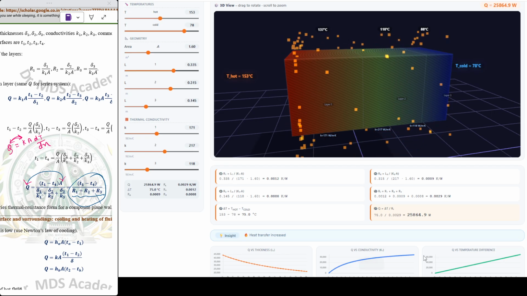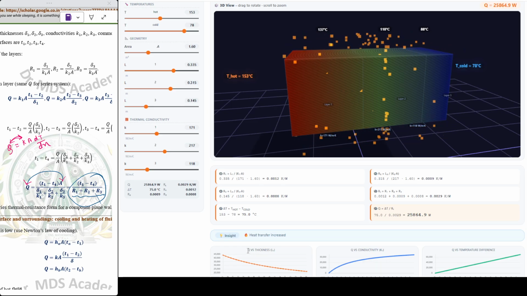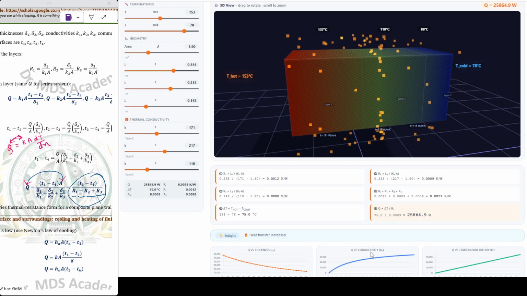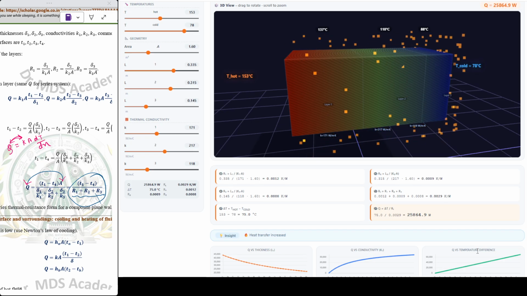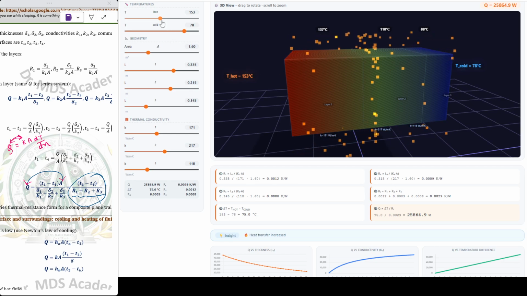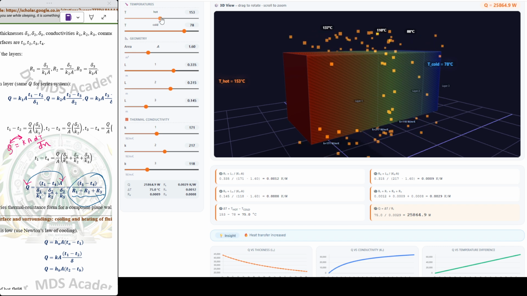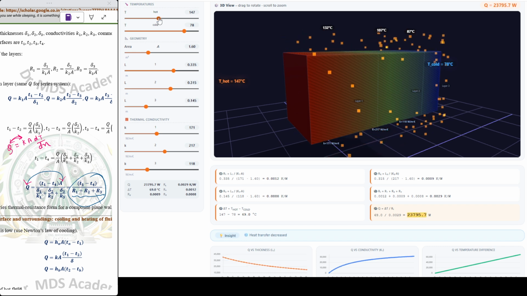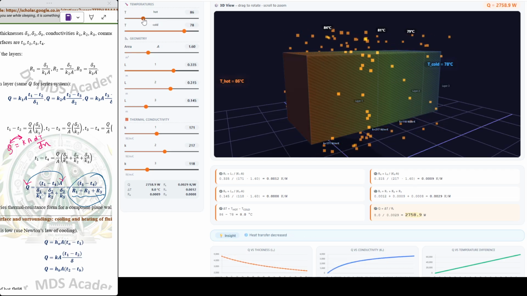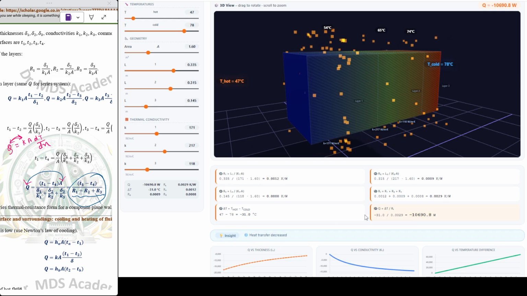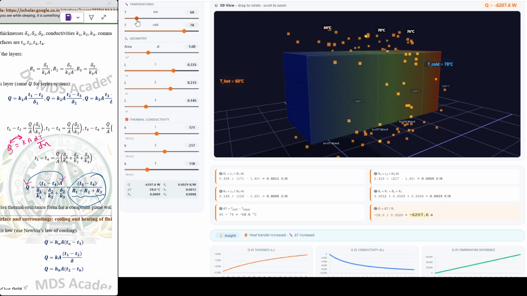Below, three different graphs are also there: Q versus thickness, Q versus conductivity K, and Q versus temperature difference. Let's change the hot temperature, decreasing it. See how the graphs are changing.